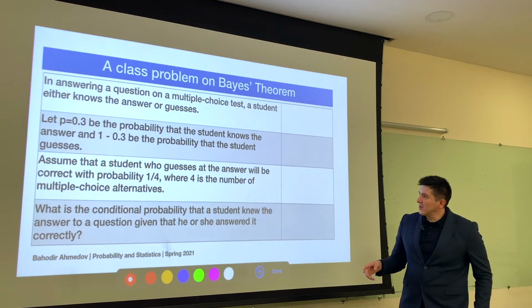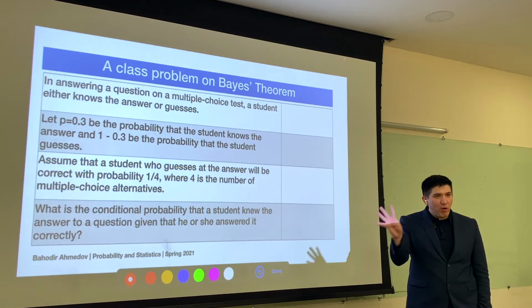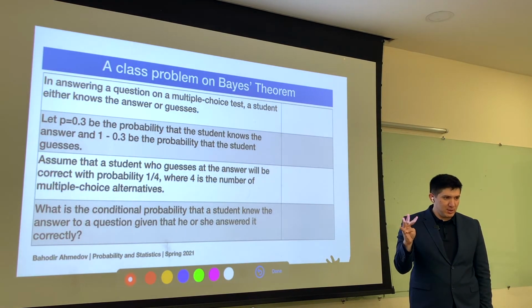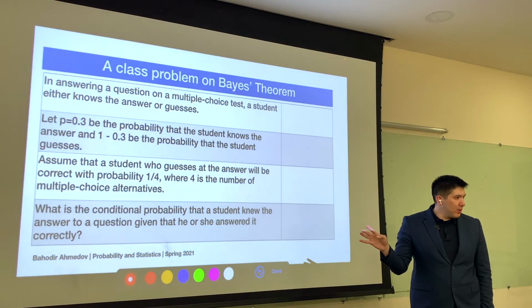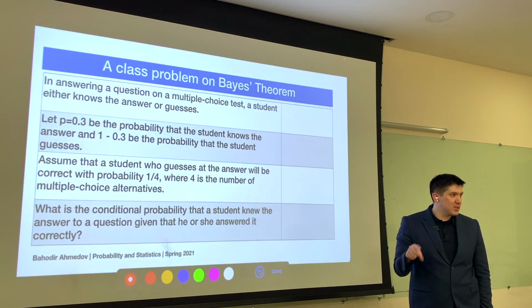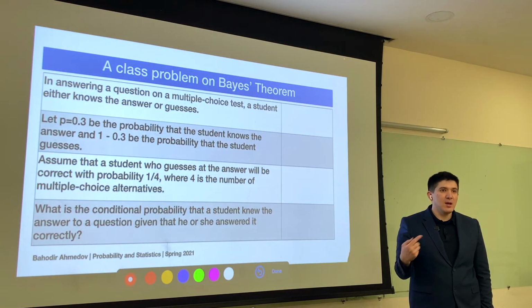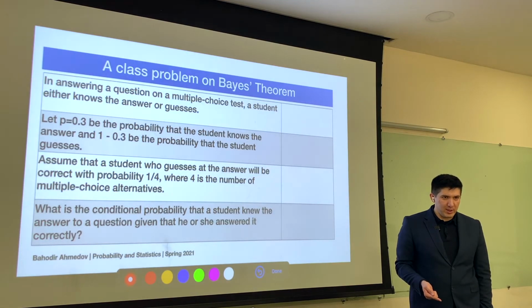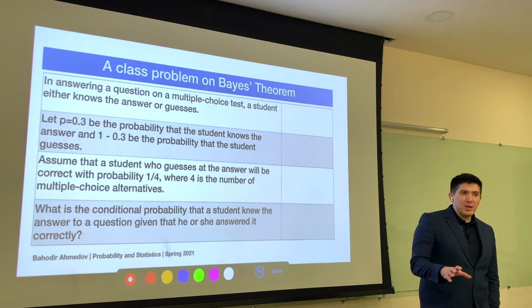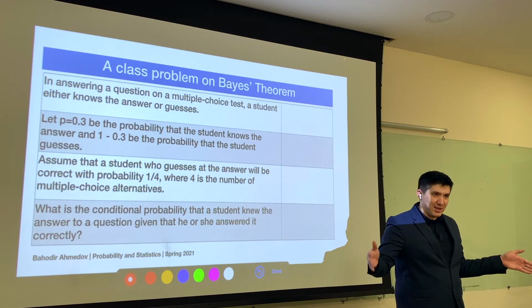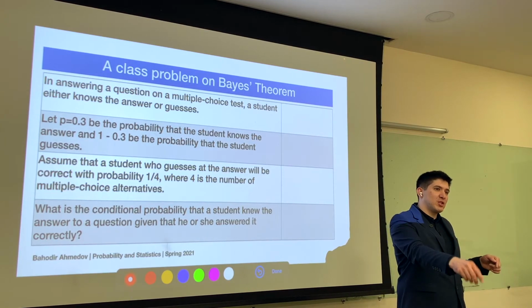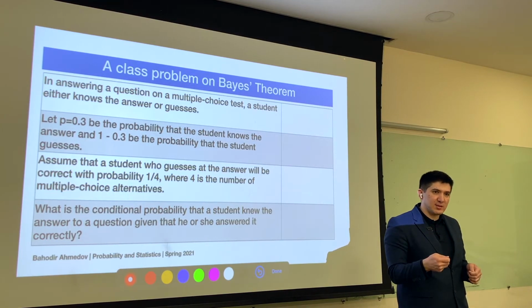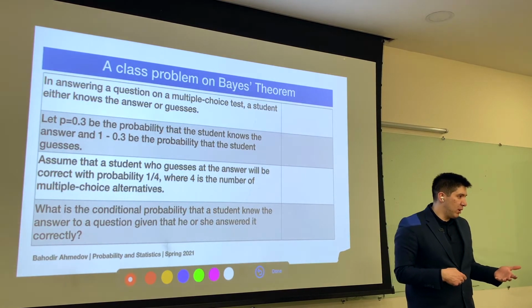Now, there are 4 options for every question. If he doesn't know, he always tries to guess. So the probability that he's going to guess correctly is 1/4. Do you understand this? There are 10 questions, let's assume. So the probability that if he chooses one of the questions he knows the answer is 30%. The probability that he doesn't know is 70%.